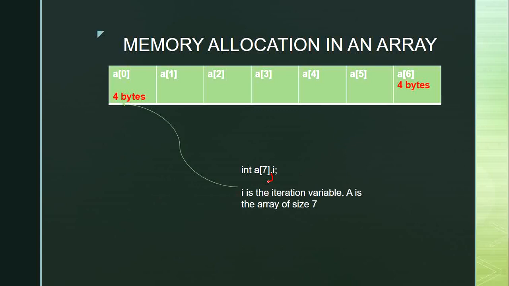So what is the purpose of i? i needs to traverse between 0 and 6, so that we can get through all the elements of the array, either if we want to input them into the memory or we want to print them onto the terminal screen. So this is how the memory is allocated in a one-dimensional array, or simply an array.